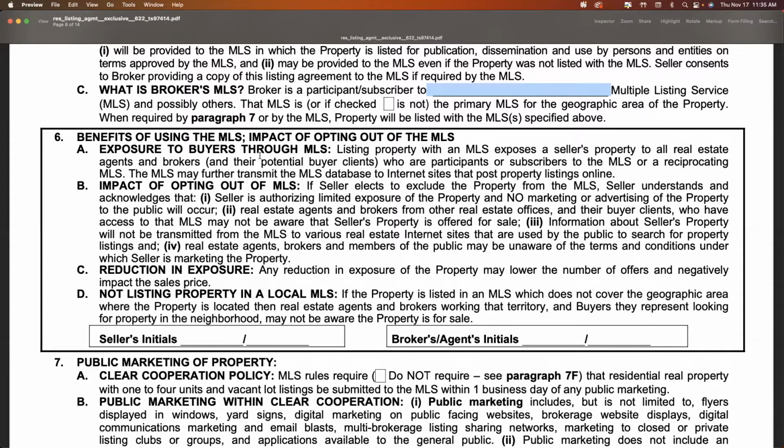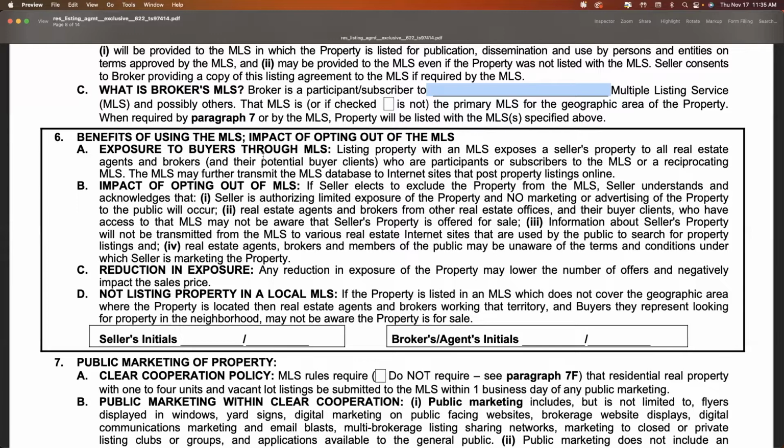So listing property with the MLS exposes the seller's property to all real estate agents and brokers and their potential buyers and clients who are participants or subscribers to the MLS or a reciprocating MLS. The MLS may further transmit the MLS database to internet sites and post property listings online. The impact of opting out of the MLS: if seller elects to exclude the property from the MLS, seller understands and acknowledges that seller is authorizing limited exposure of the property and no marketing or advertising of the property to the public will occur.